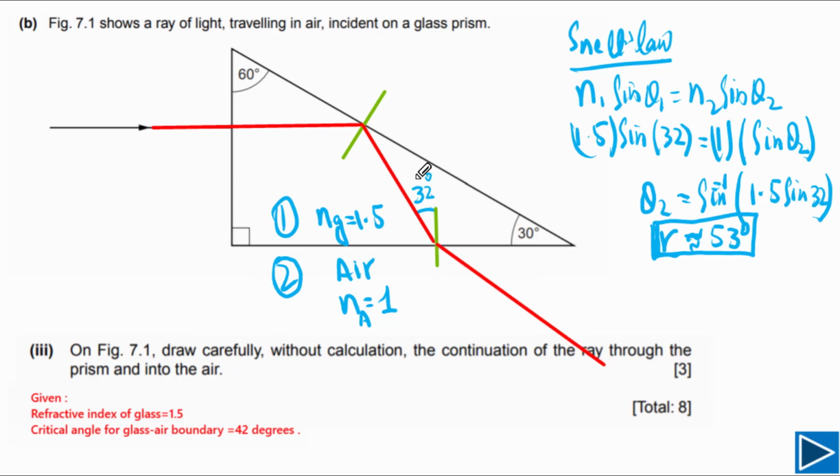Simply, we can add small arrows. Let me use a different color. Let me use the blue one. We can use small arrows to show the direction of travel. So these arrows are also very important. So we can simply draw these arrows here.